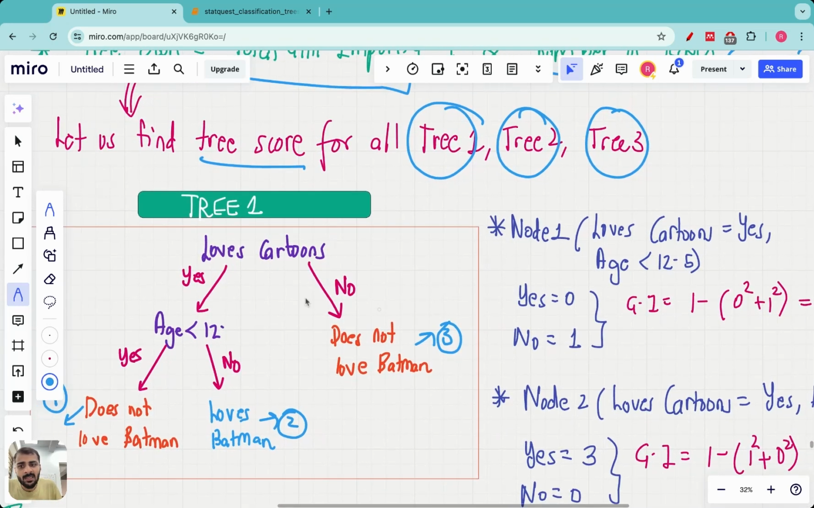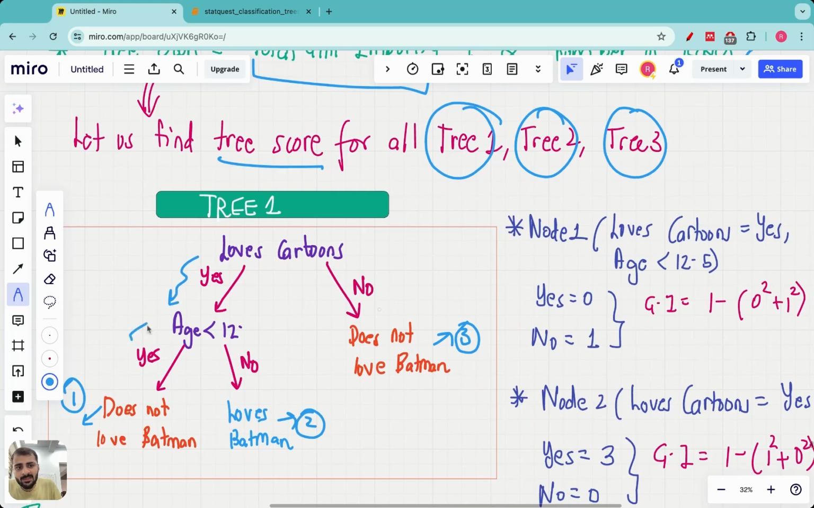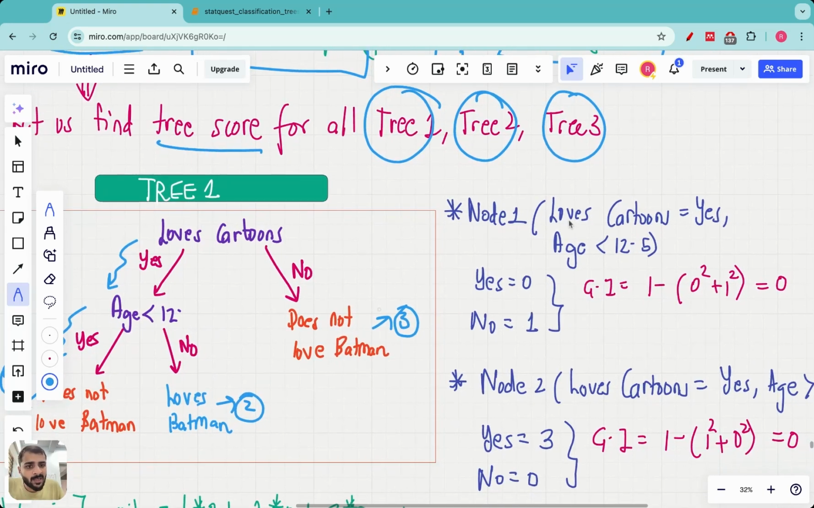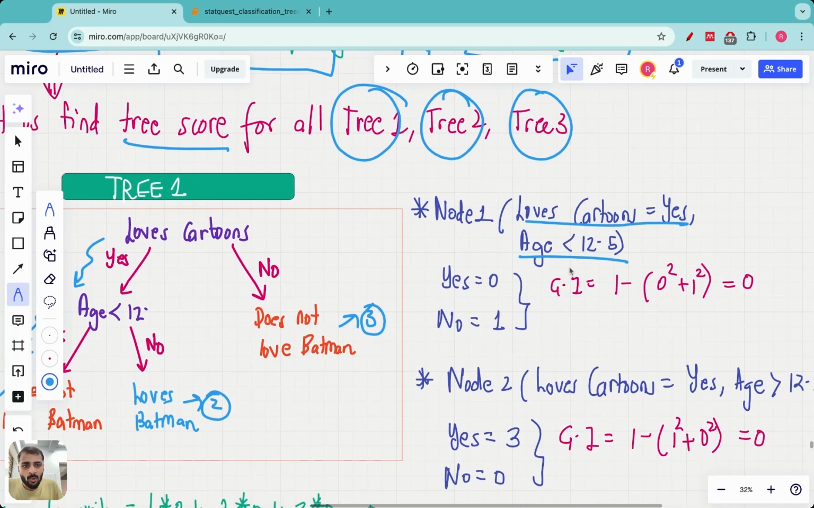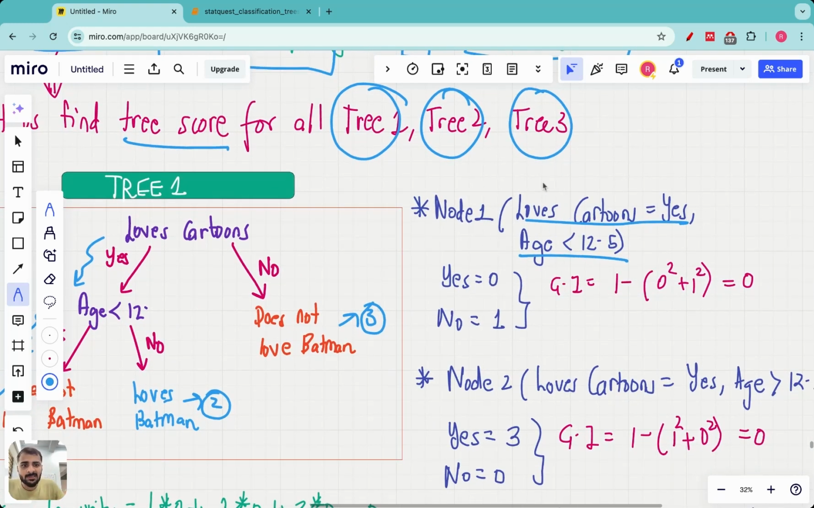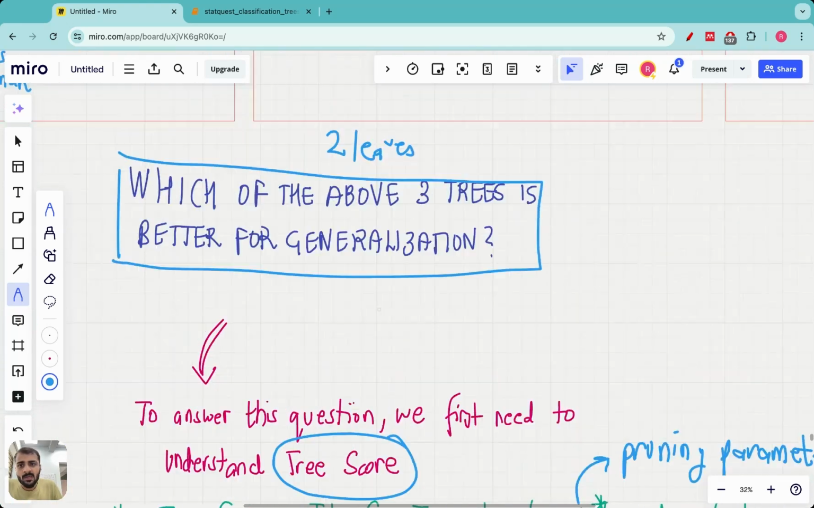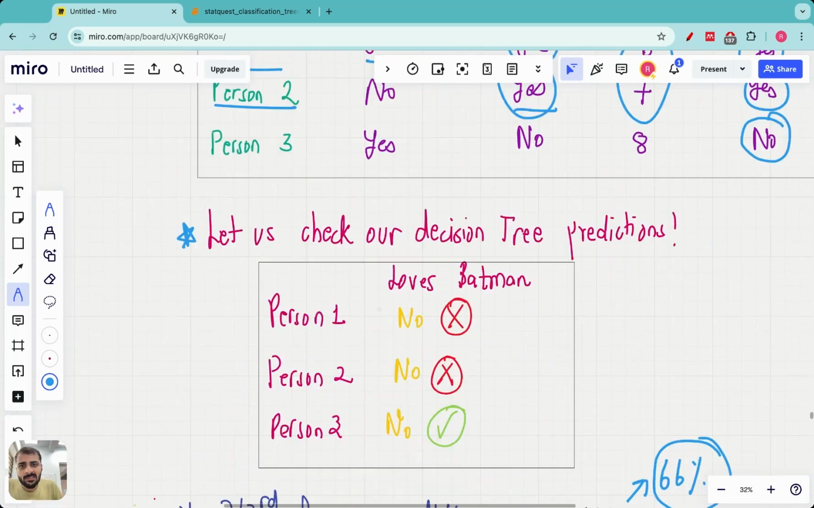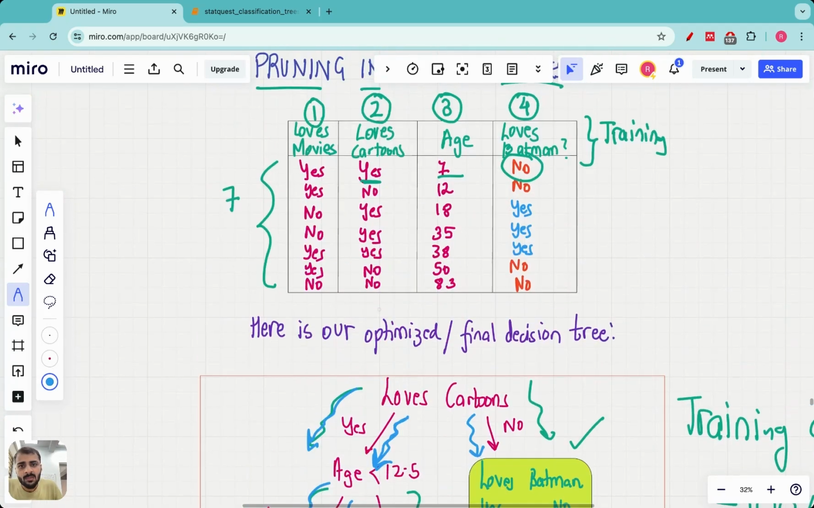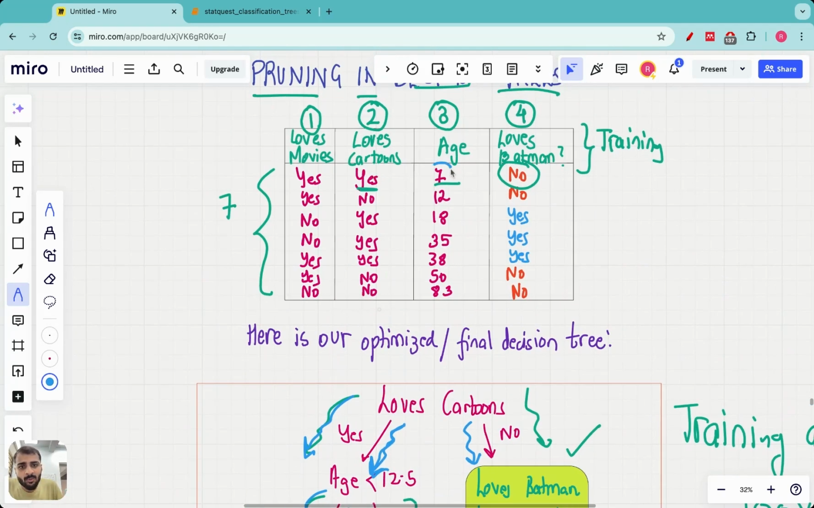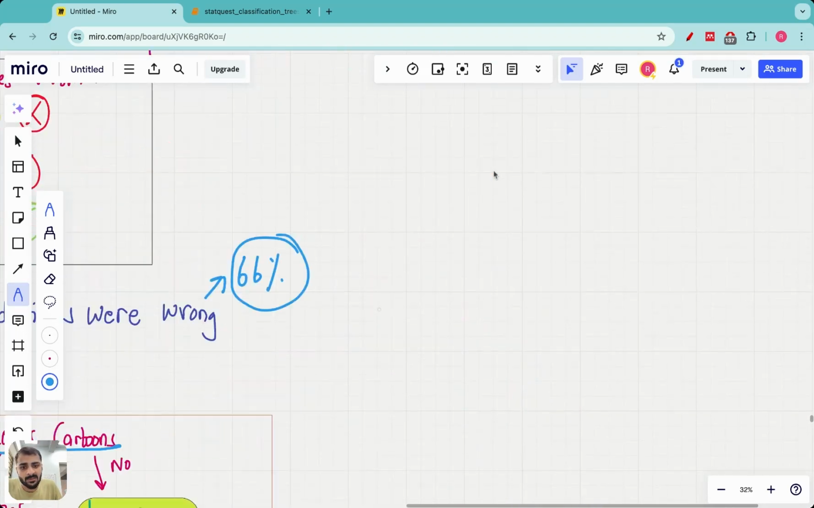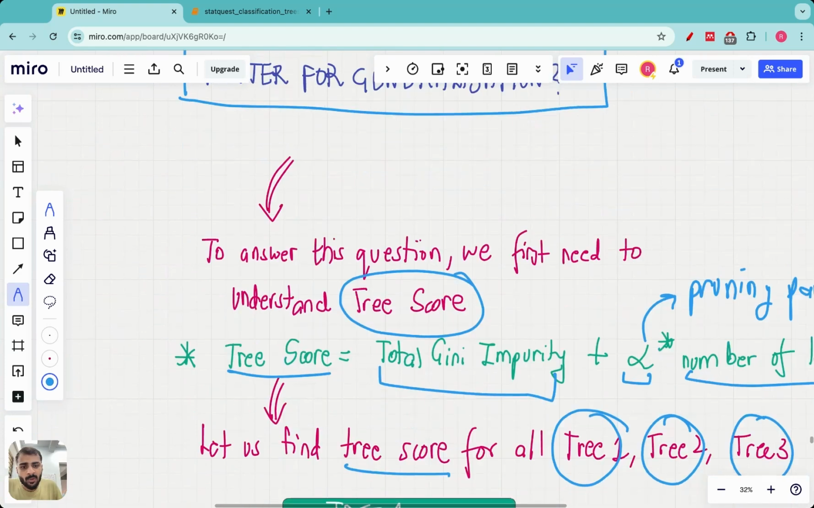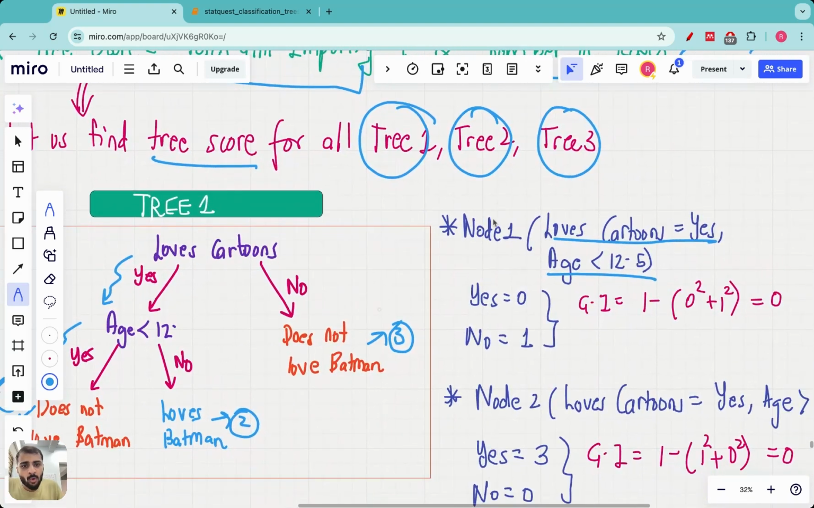So let's look at node number 1 first. Node number 1 is basically loves cartoons and age is less than 12.5. So we are going to look at the number of people who satisfy this and see whether they love Batman or not. Loves cartoon equal to yes and age is less than 12.5, I have only one person and that person does not love Batman. So one no and zero yes. So for node 1, yes is equal to 0 and no equal to 1.